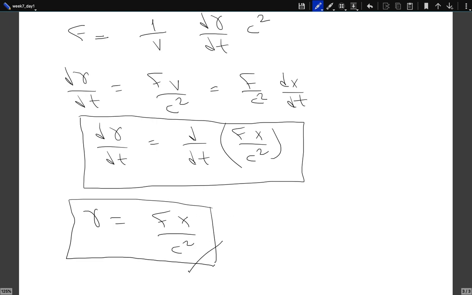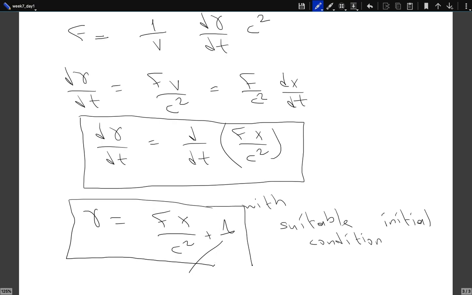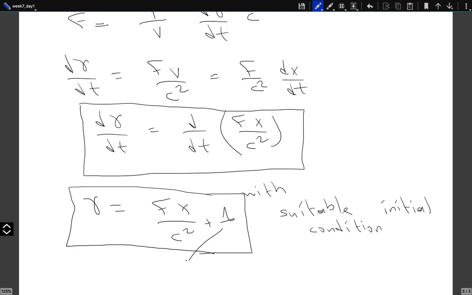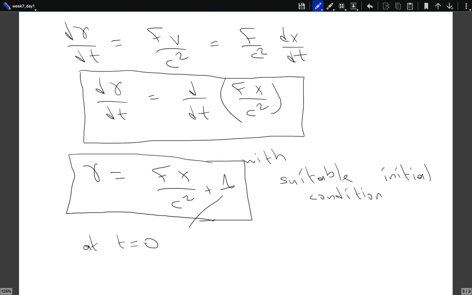Will there be a constant because of the integral? Well, I just put some bound. I chose my initial condition so that that constant is 0. Well, let me add 1, because I said that initially my particle is at rest, so gamma is 1. So these are all the constants. At t equal to 0, v is equal to 0, x is equal to 0.